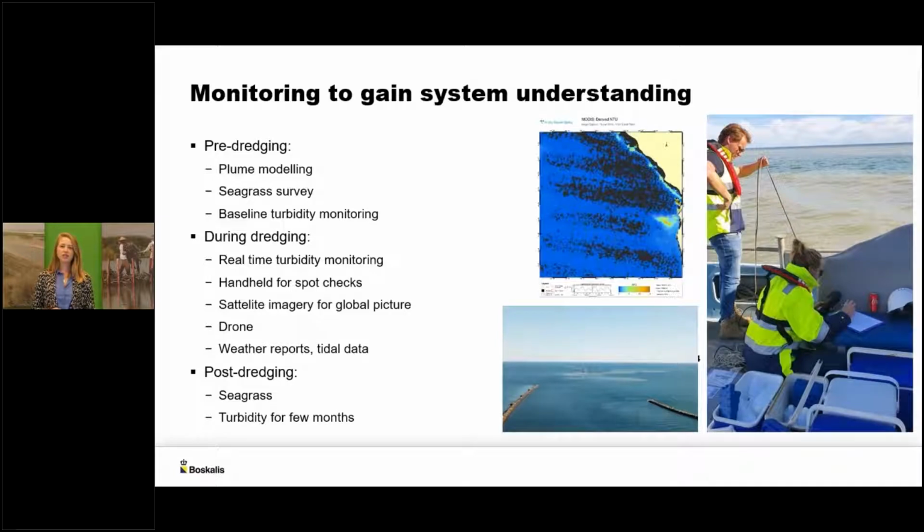So what did we do to gain this system understanding? Prior to the dredging, seagrass mapping occurred. We did our baseline turbidity monitoring data set. We did our plume modeling to assess what would be the impacts to the seagrass meadows. And then during the dredging, we had our real-time turbidity monitoring stations, which provided us data in real time. In addition, we did some handheld monitoring to see what the levels were close to the dredging. And we had satellite images to give us a better understanding of the spatial distribution of the dredge plumes. We used drones, and furthermore, we used weather information and tidal information to get a better understanding of the natural system and also how the natural system reacted to the dredging works. After the works, seagrass meadows were surveyed again to assess the impact, and we continued with the turbidity monitoring.